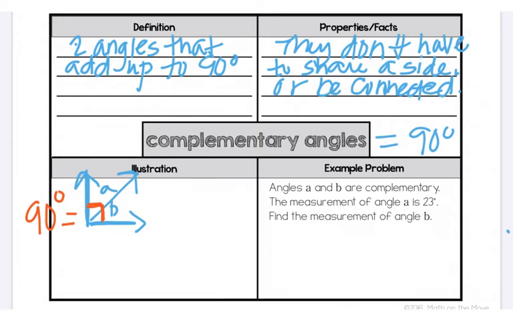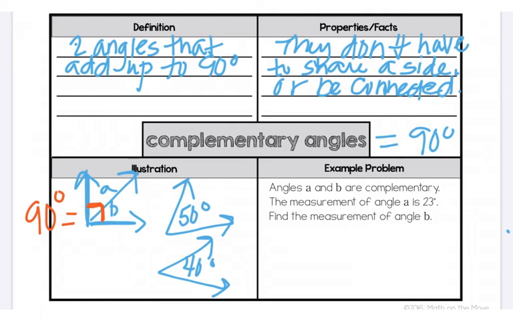So that red box shows that they're complementary. The same thing if you have two different angles. Remember, they don't necessarily have to be connected, but if you're given two different angles with angle measures, and one is 50 degrees and one is 40 degrees, are those complementary? Yes, they are complementary because 50 plus 40 equals 90 degrees.